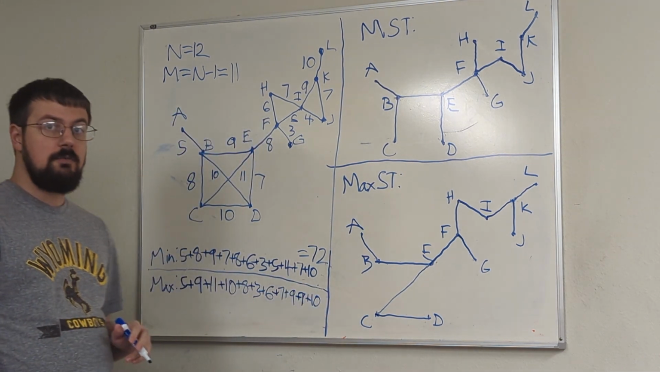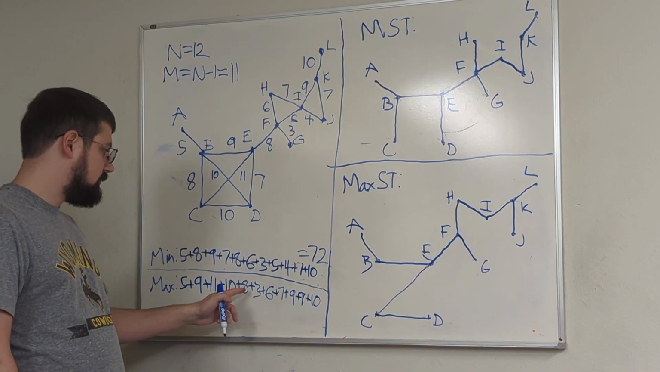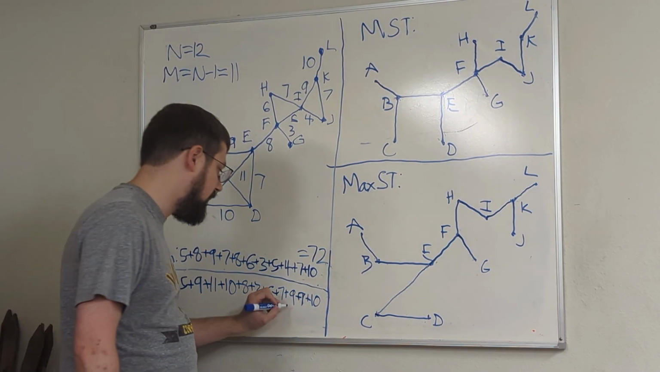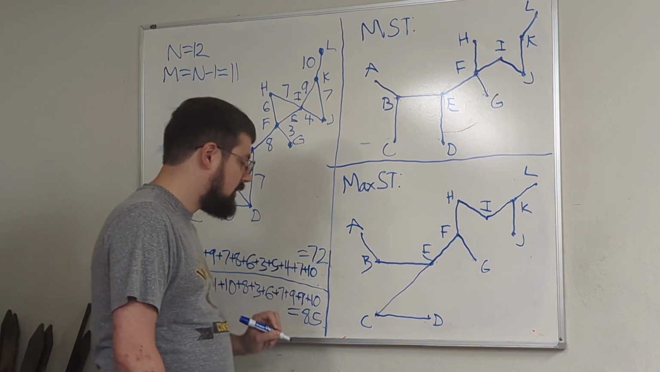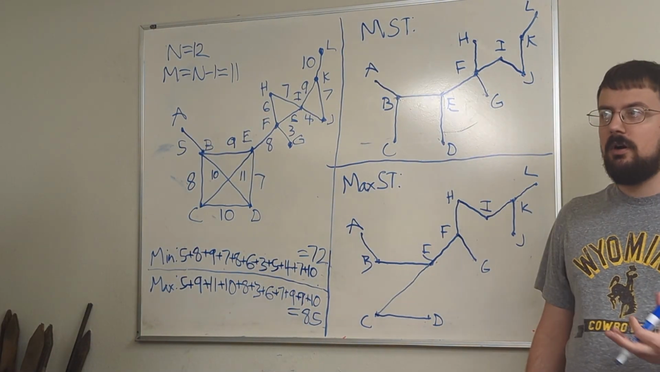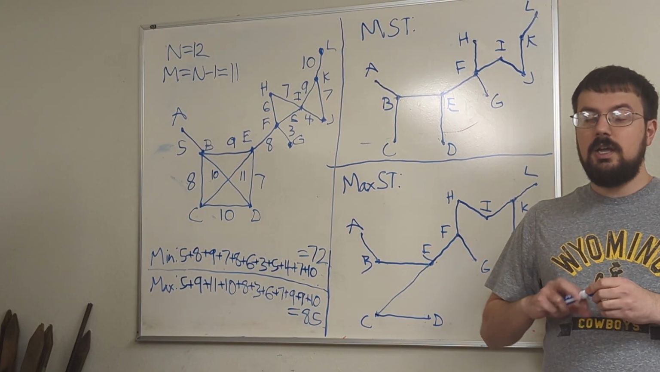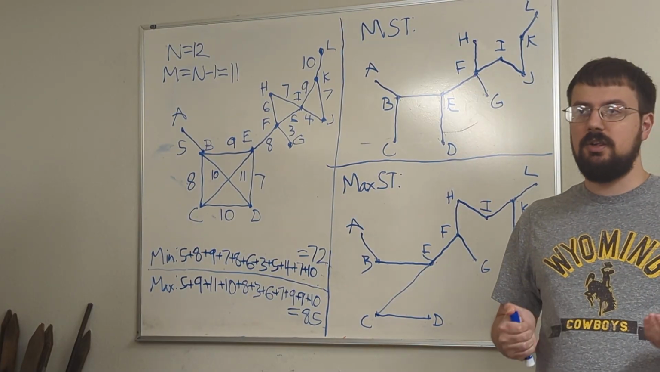So if we add all of these weights up, that's going to give us a total of 85. So 85 is going to be the total weight for our maximum spanning tree. Again, Kruskal's algorithm is nice because it's fairly straightforward and it's always going to give us an optimal solution.